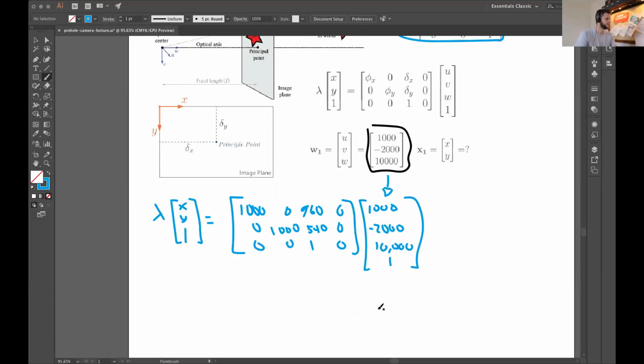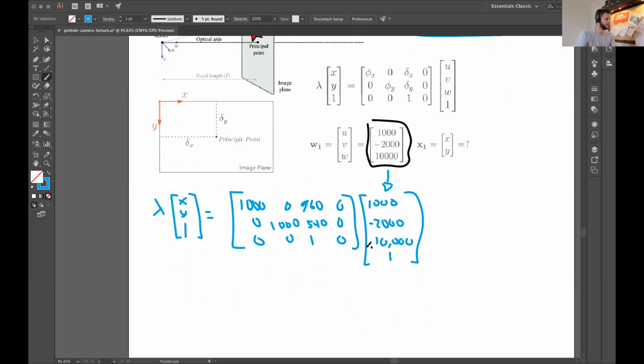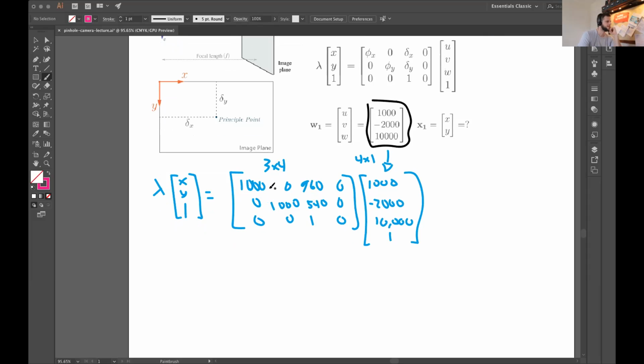Okay, so next we'll go ahead and do our matrix product. That shouldn't be too bad. So we've got a 3 by 4 matrix, and I've got a 4 by 1. So our result should end up being 3 by 1, which should match this dimension. So let's try it. We'll go row by column. This first row, I've got 1,000 times 1,000, which is 1,000,000. And I've got 0 times negative 2,000, which is 0. And I've got 10,000 times 960. Let me get a placeholder here. So here's going to be our result.